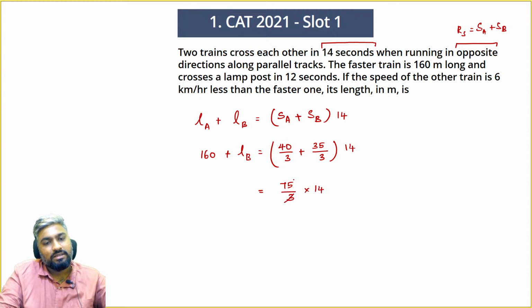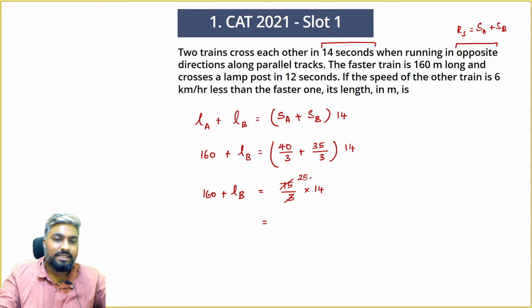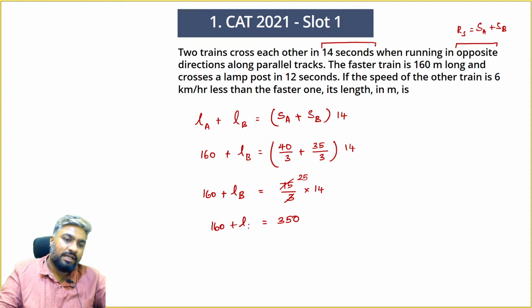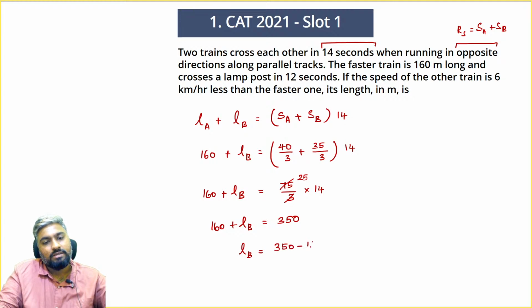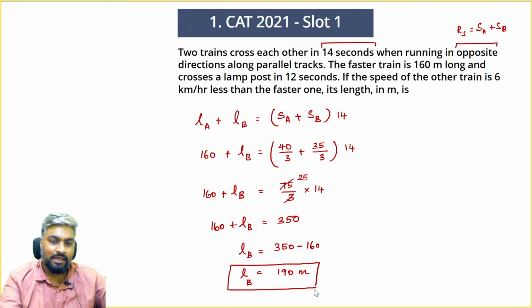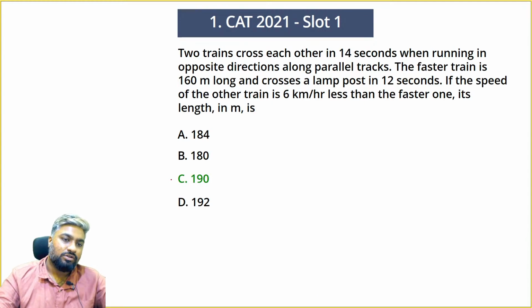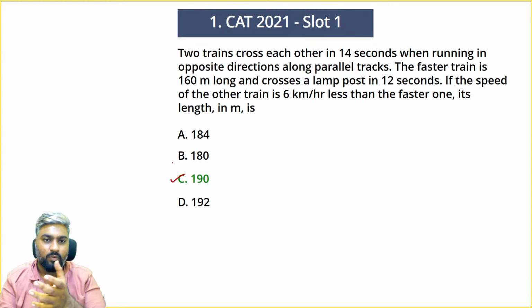75 by 3 is what? 75 by 3 is 25. Make sense? So 160 plus length of B is 25 into 14, which is 350. Correct? 25 into 14 is 50 into 7, 350. This is 160 plus the length of the other train. So from here, can I find out length of this train? Yes. 350 minus 160, which gives me 190 meters. Got it, guys? So we found out length of train B to be 190 meters. This would be our answer. Option C. So people who said option C, 190 meters, way to go.